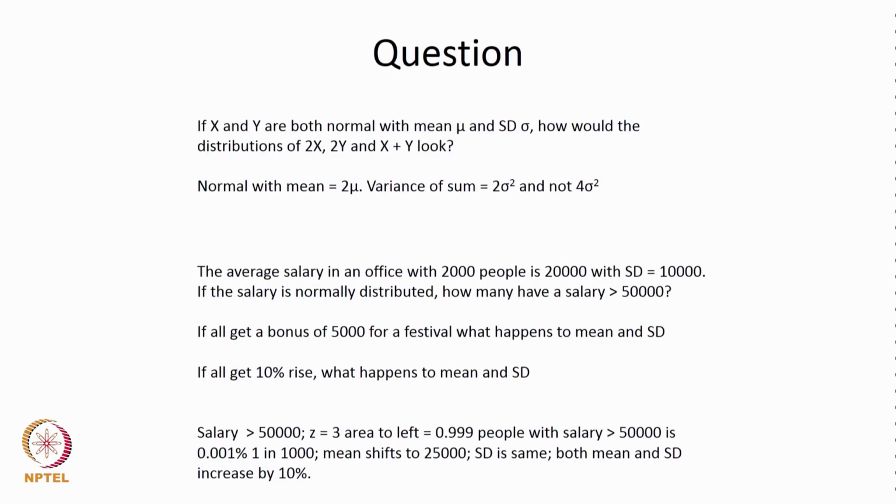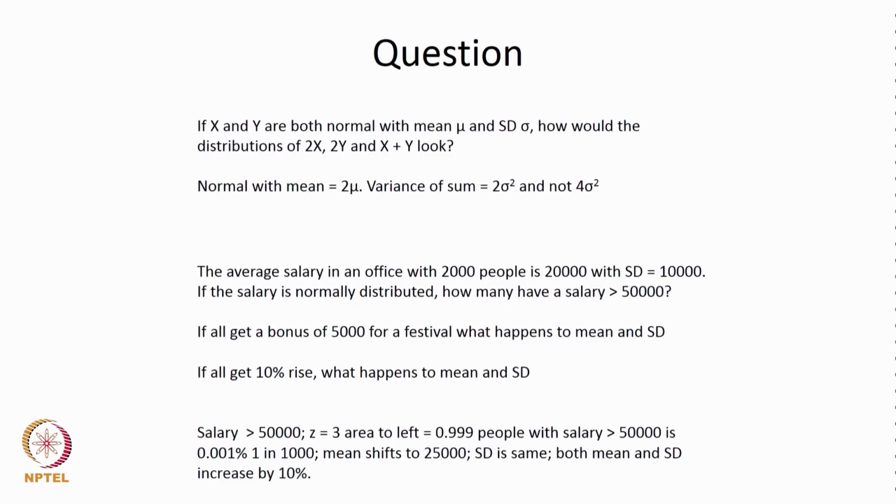The average salary in an office with 2000 people is 20,000 with standard deviation of 10,000. If the salary is normally distributed, how many would have salary greater than 50,000? So, when x is 50,000, x minus mu by sigma is 3. So, z is equal to 3. Area to the left is 0.999, area to the right is 0.001. So, 1 in 1000 would get a salary greater than 50,000.